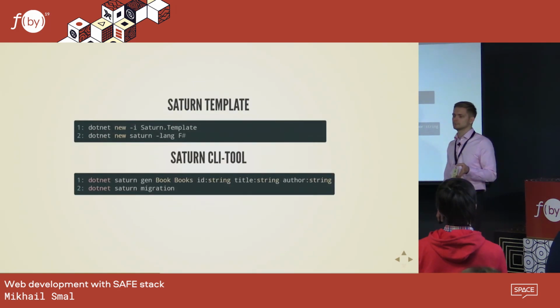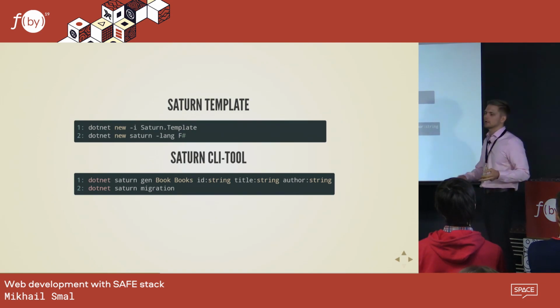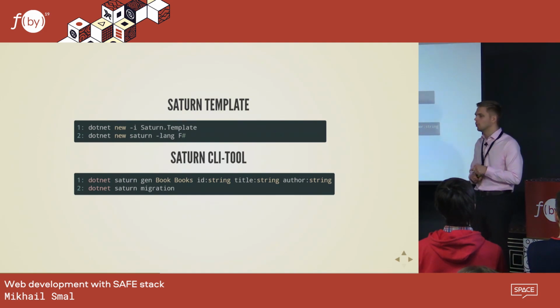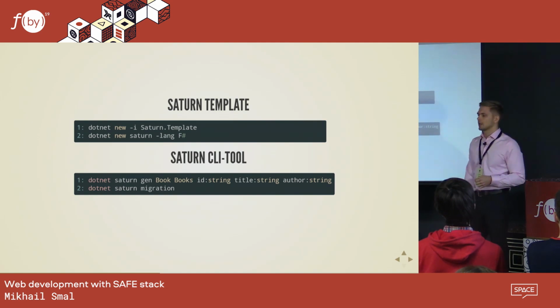Saturn has its own .NET template and CLI tool. So with just a couple of lines in the console, you can generate a lot of boilerplate code, like the one with books. You can see it will generate a controller, a view, a model, a migration, a database access layer. Everything is done for you with these properties like ID, title, and author. Then you can customize it as you wish.